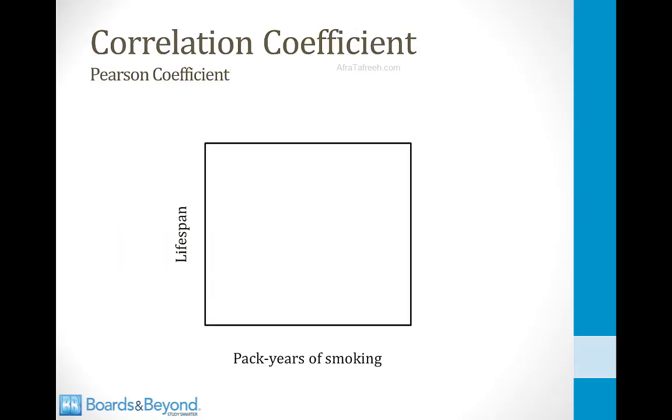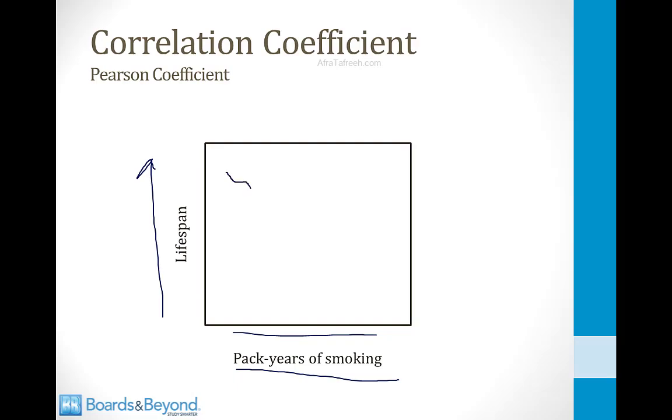Let's imagine you had a data set with a number of patients and you knew how many pack years each patient had smoked. Pack years is the number of packs per day times the number of years someone had smoked. Let's suppose you plotted the pack years of smoking along the x-axis and the number of years each person lived on the y-axis. We can imagine that the more you smoke, the fewer years you live.